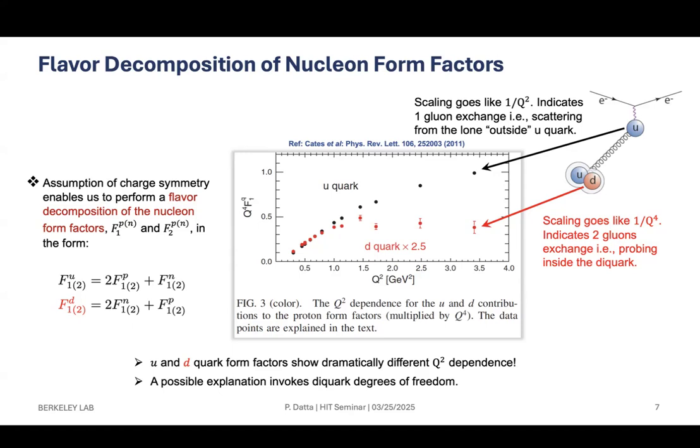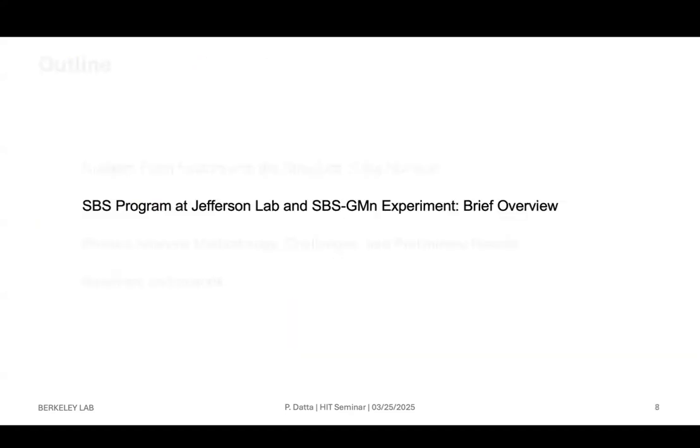information is profound. But as you can see, they could only go up to about 3.5 Q² because it is limited by high Q² form factor measurements. So it is highly desirable to extend this kind of decomposition to higher and higher Q². And that will require extending the high precision measurement of all four form factors to higher momentum transfer. And that's where the SBS program comes in.